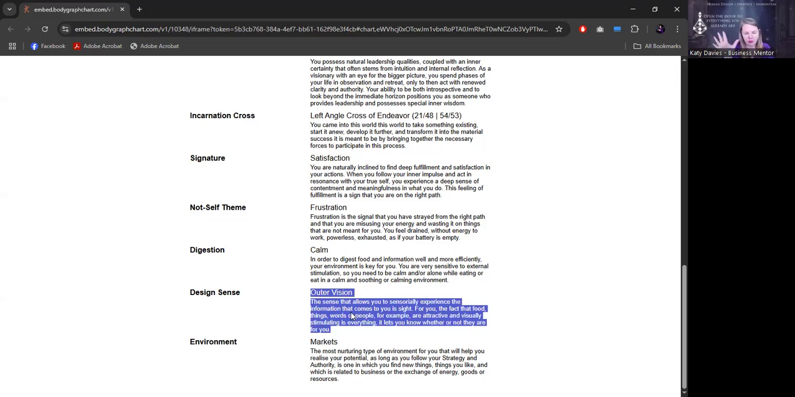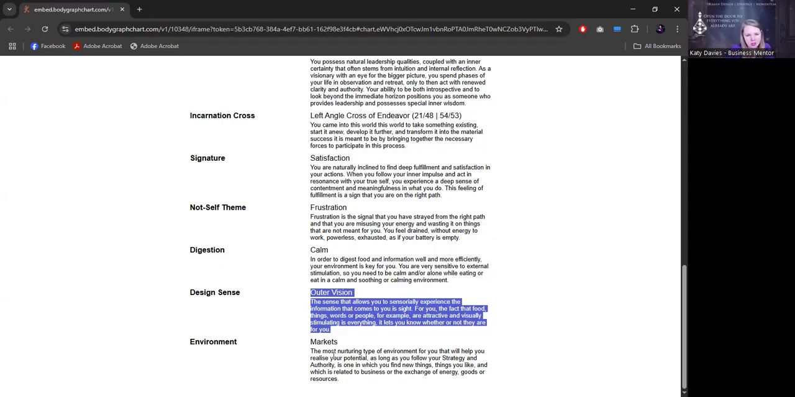Okay. The design sense is, see, I really like this one. So, we all have all of the senses, taste, touch, smell, sight, etc. We all have all of them. But what this is telling you is which one of yours is cranked up to the max. Which one of all your senses is turned up?